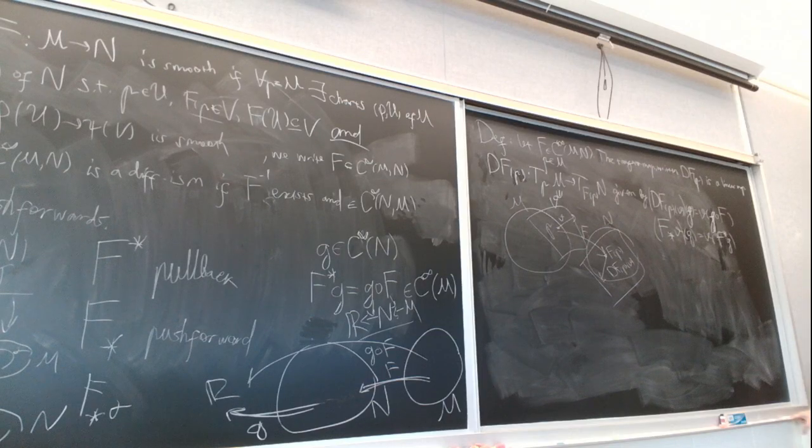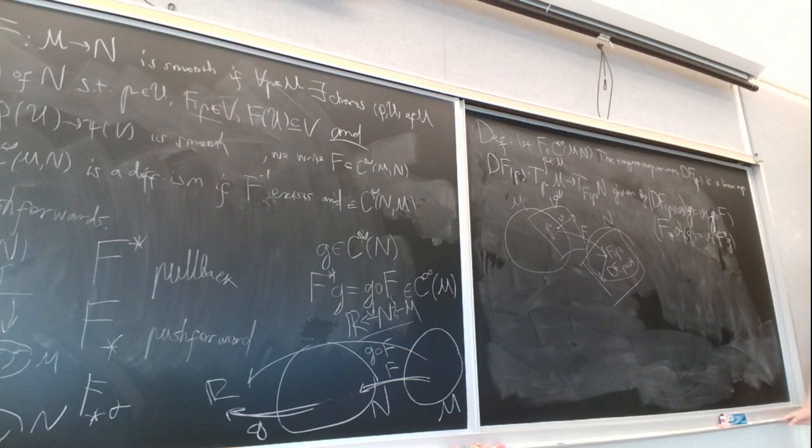Then we need to check that all of these things satisfy the product rule and so on, but they do. You can check fairly easily. So yeah, that's the tangent map.